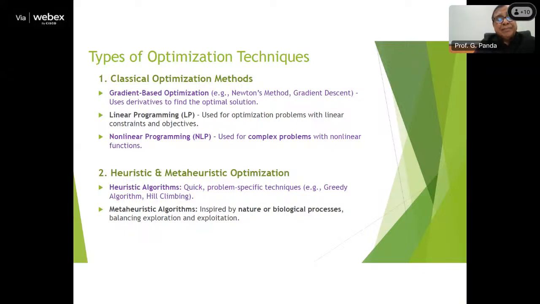Subsequently, heuristic and meta-heuristic optimization technique came into being. What is heuristic optimization? These types of example are greedy algorithm, hill climbing, but this has many limitations. Takes time, unsolvable, and when the problem is complex, you can't solve it.